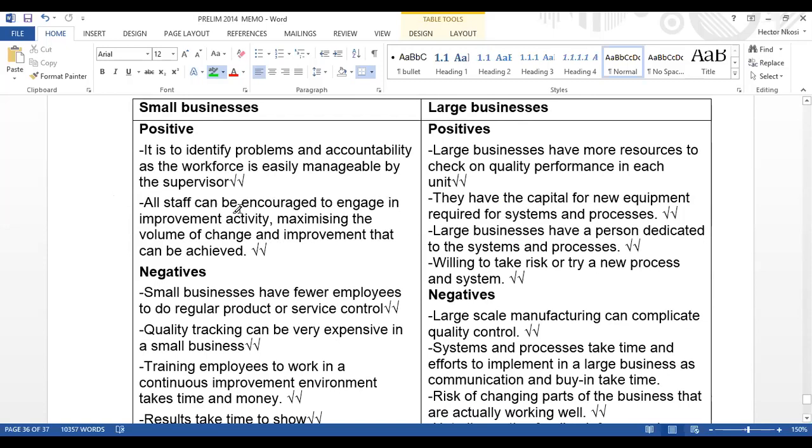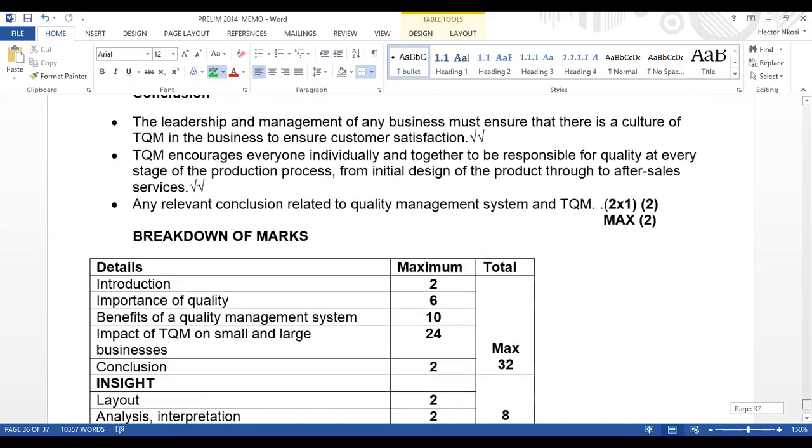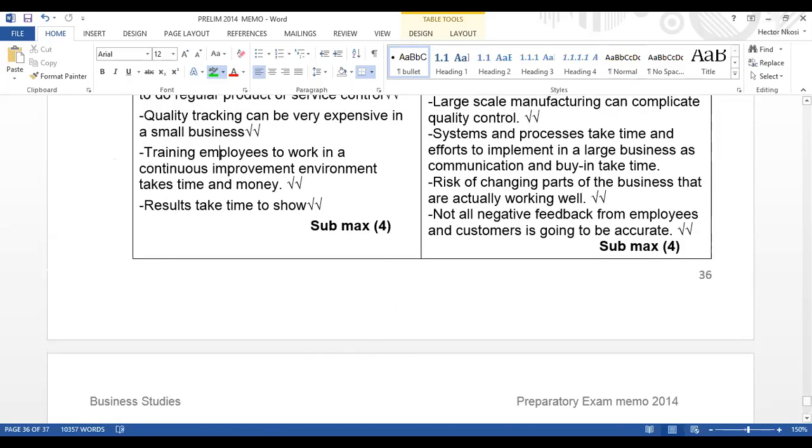Also, the negatives about processes and systems are that small businesses have few employees to do regular product or service control. Also, quality tracking can be very expensive in a small business. Also, the training of employees to work in a continuous improvement environment takes time and money. The last bullet point under the negatives is that results take time to show.